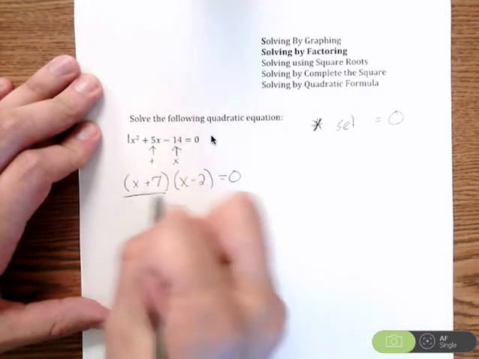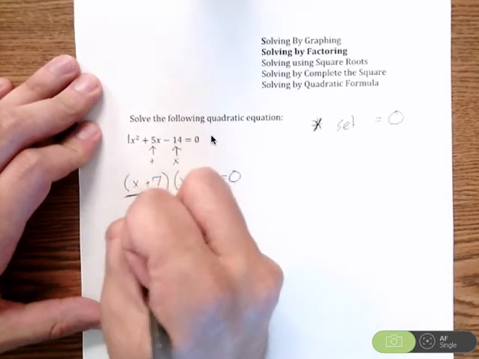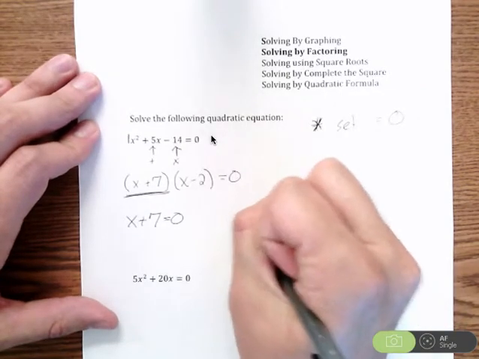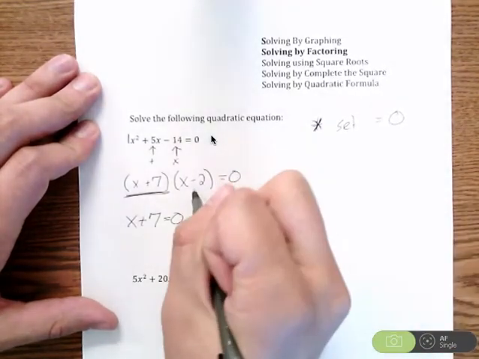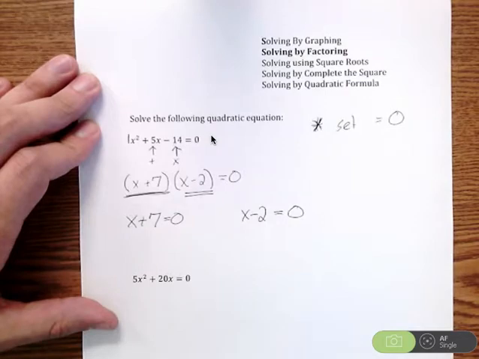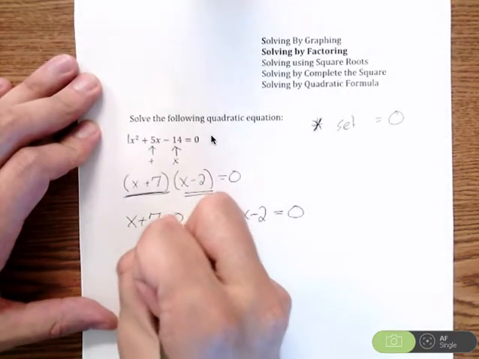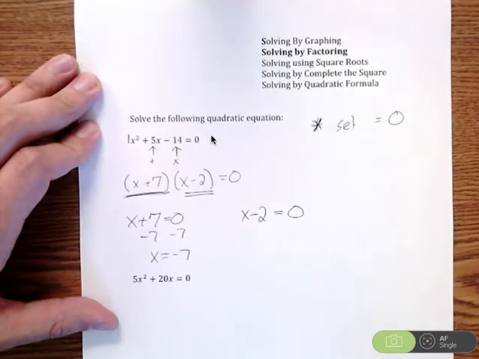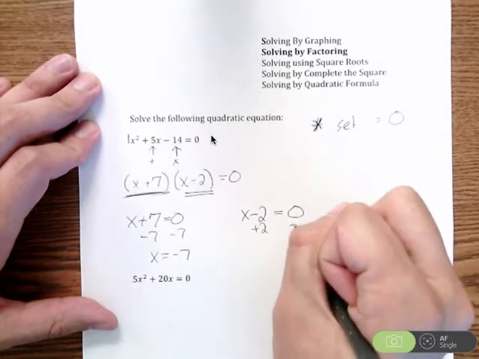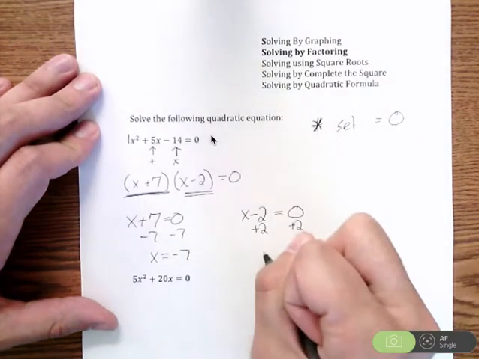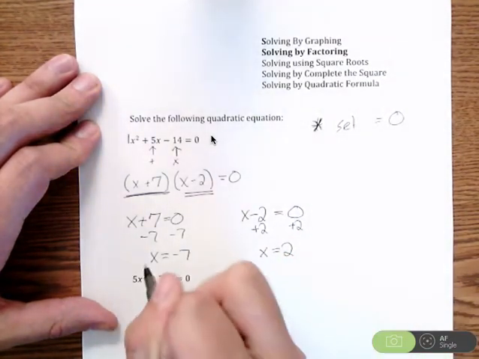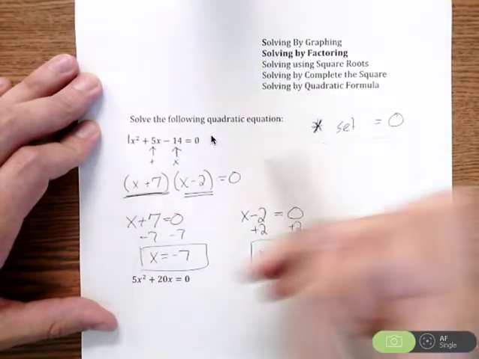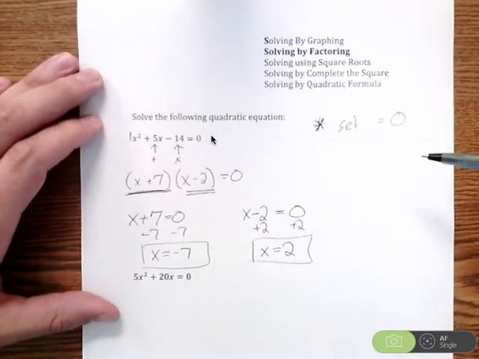So I'm going to take x plus 7, set that equal to 0, and solve, and I'm also going to take x minus 2 and set it equal to 0 and solve. For this one, you subtract 7, and you get x equals negative 7 as one answer. Over here, you add 2, so you get x equals 2. And again, the reason we could do that, most importantly, is because we set it equal to 0 in the beginning. So we factored so we could set it equal to 0.